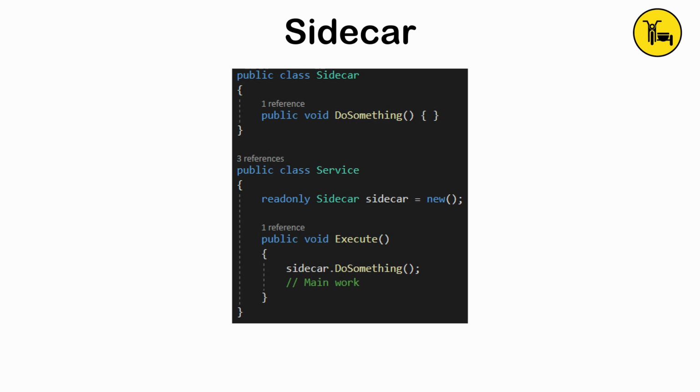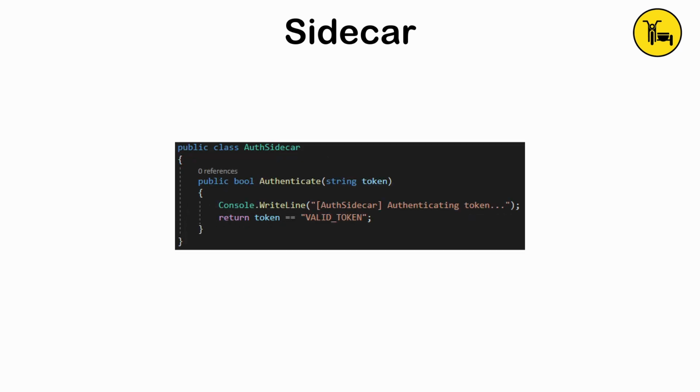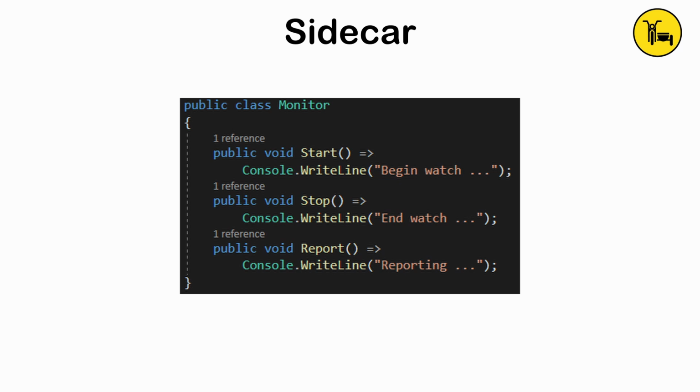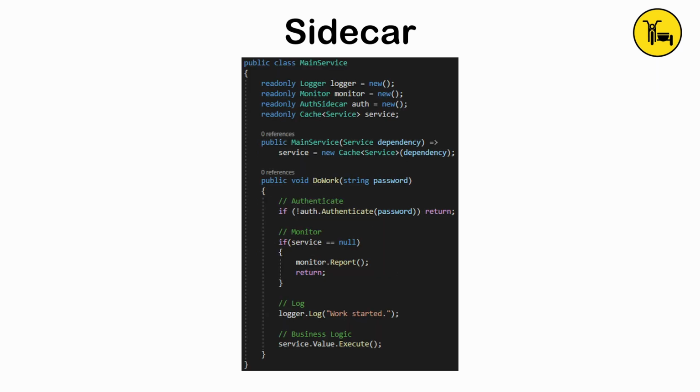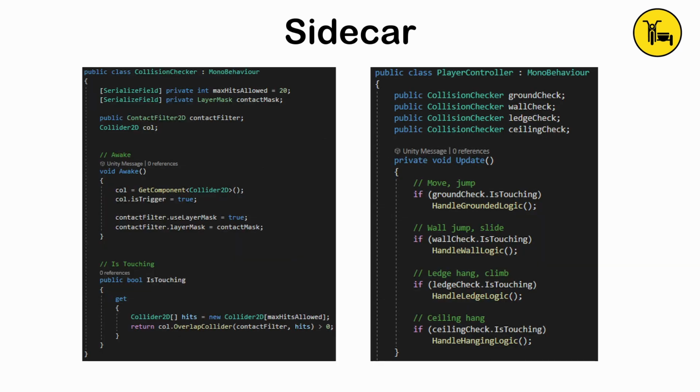This is common in microservices architecture to handle tasks like logging, caching, authentication, or monitoring without complicating the primary service. Also used in distributed systems to keep concerns like security or telemetry separate from the main application. Complexity increases with the number of processes, and latency can occur between the sidecar and main service.